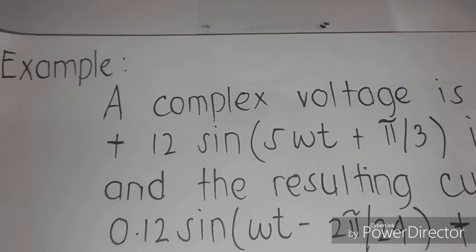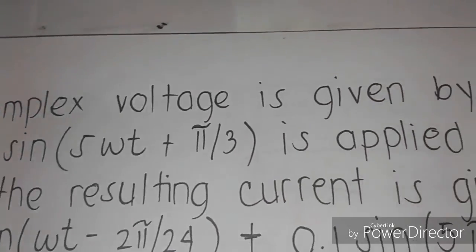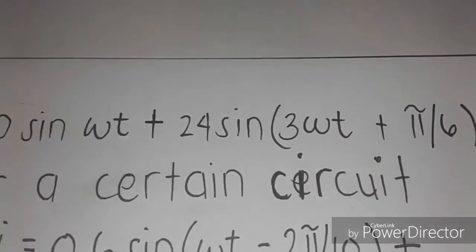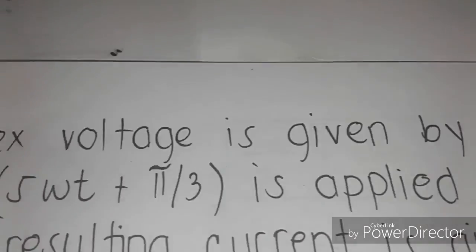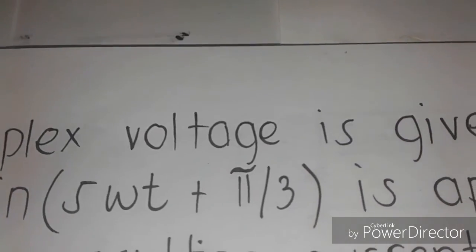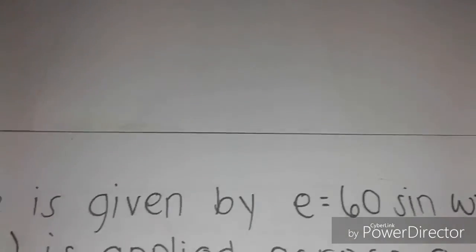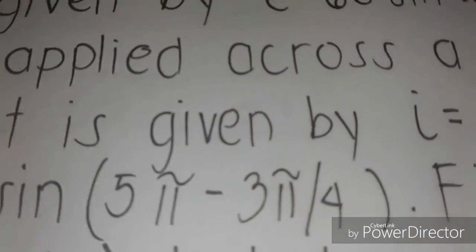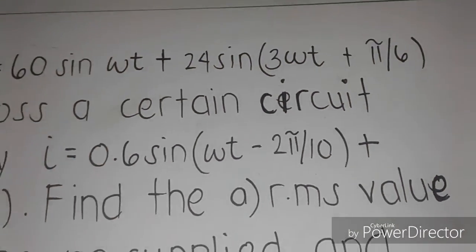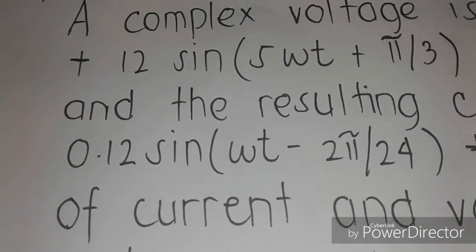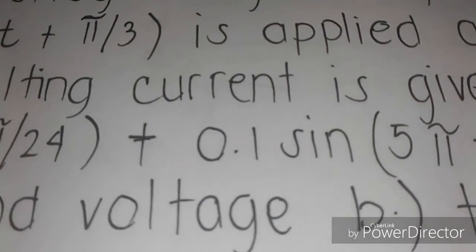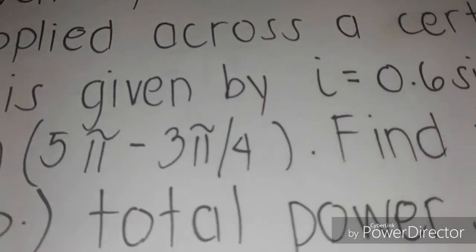Hello everyone, so we have a problem here we're gonna solve. A complex voltage is given by E equals 60 sine omega t plus 24 sine times the quantity 3 omega t plus pi over 6 plus 12 sine times the quantity 5 omega t plus pi over 3, applied across a certain circuit, and the resulting current is given by I equals 0.6 sine times the quantity omega t minus 2 pi over 10 plus 0.12 sine times the quantity 3 omega t minus 2 pi over 24 plus 0.1 sine times the quantity 5 omega t minus 3 pi over 4.